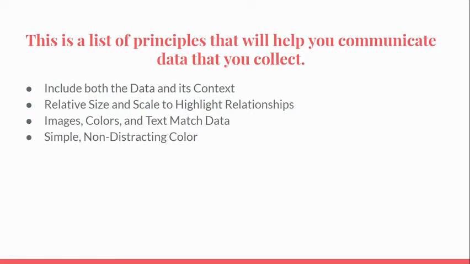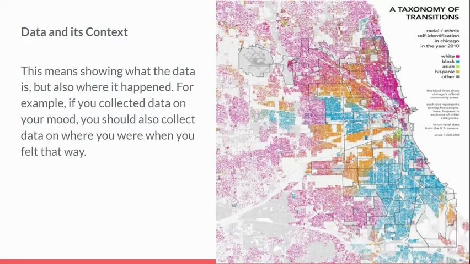One is that good visualizations include data and its context, and context means the time and place it occurs. The second is making sure the size and the scale is relative to highlight relationships. The third is using text, colors, and images that match the data. And then the fourth is to use color that is simple and non distracting.